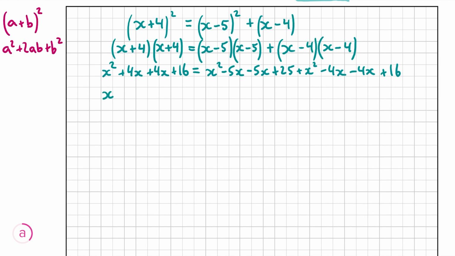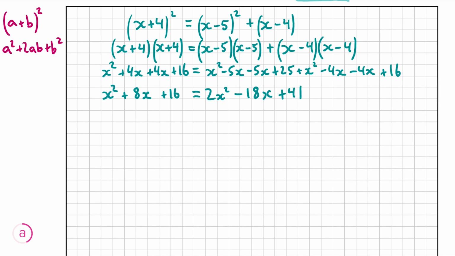So the x squared will just stay as x squared. We have two terms with just the variable x, 4x and 4x, so that's going to give us 8x, and the 16 will just stay as 16. Then on the right hand side, we have x squared plus x squared, so that's going to be 2x squared, minus 5x, minus 5x, minus 4x, minus 4x, so that's going to be minus 18x. Then we have plus 25 plus 16, which will give us plus 41.